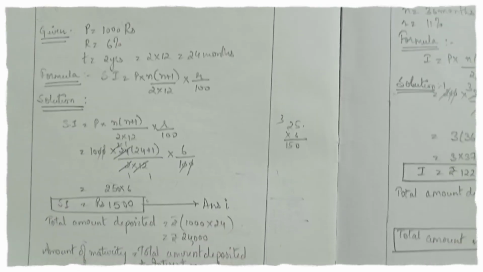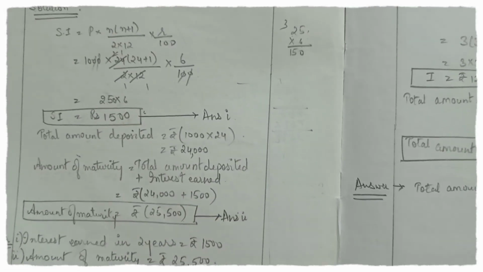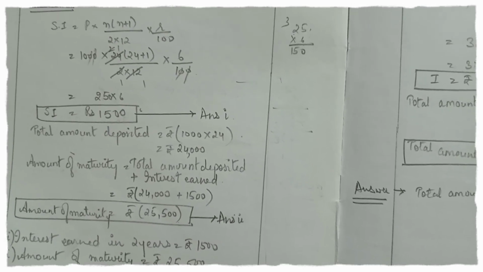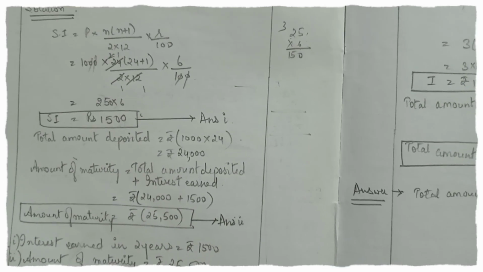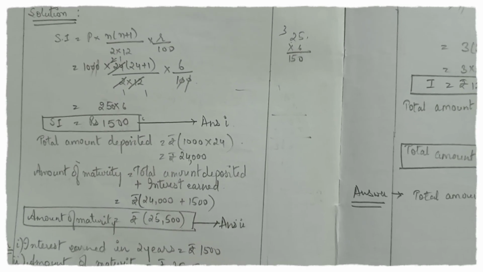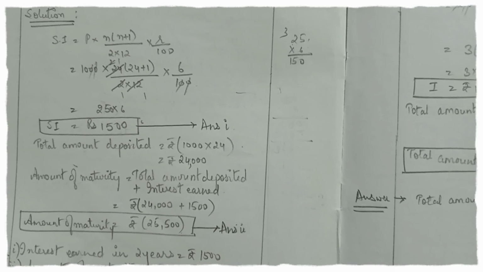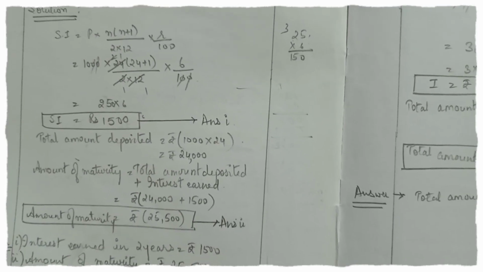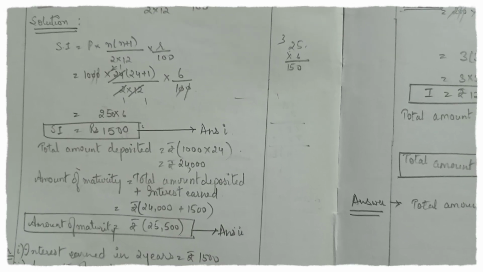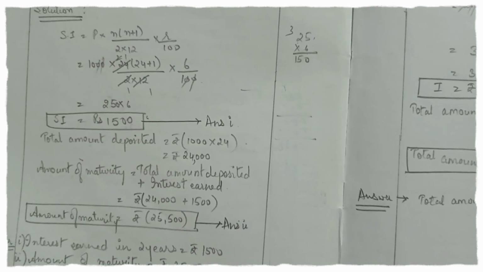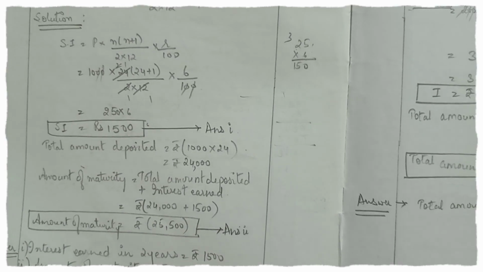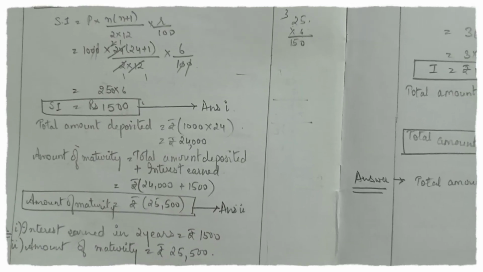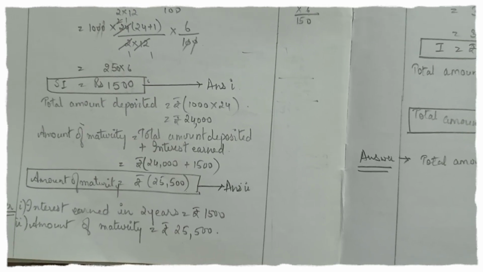The solution is given to you as simple interest is equal to P into N, bracket N plus 1 over 2 into 12 into R over 100. By substituting the values given in it, the principal 1000 into 24 months into 24 plus 1 over 2 into 12 into 6 over 100. By calculating it, we get simple interest is equal to rupees 1500 gained by the lady. The total amount deposited is rupees equal to 1000 into 24.